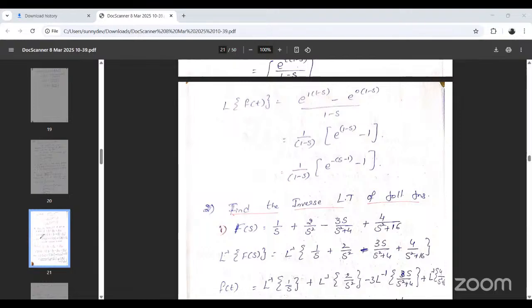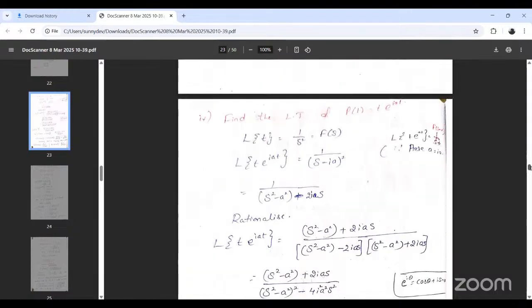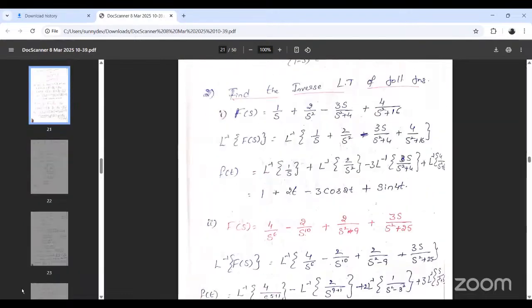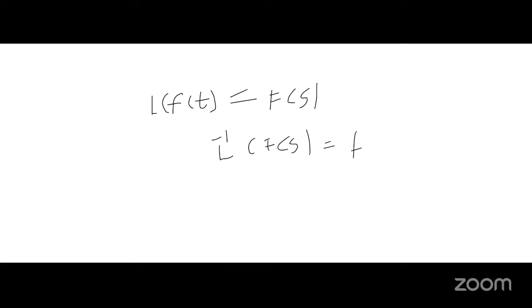See here, one thing you should remember. The Laplace transformation of the small f of t becomes the capital F of s. And similarly, the inverse transformation of F of s becomes small f of t. So these are the things.